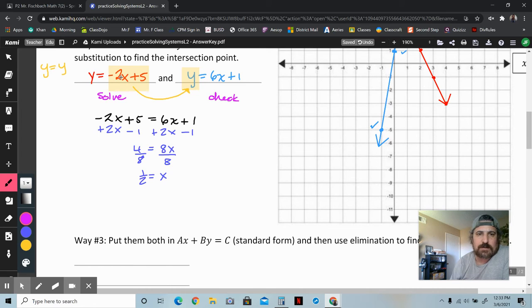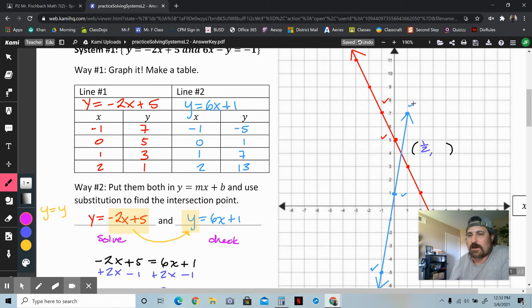So 1/2 times -2. Let's do it. y is equal to -2 times 1/2, the x value, plus 5. 1/2 of -2 is going to be -1. -1 plus 5 is in fact 4. So based off of this solution that we came up with, it looks like we think that this is going to cross at 1/2, 4, just like we thought.